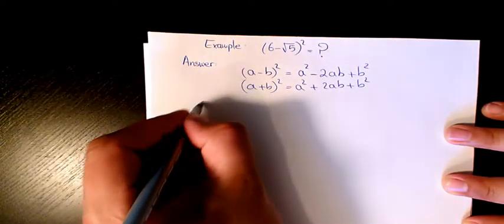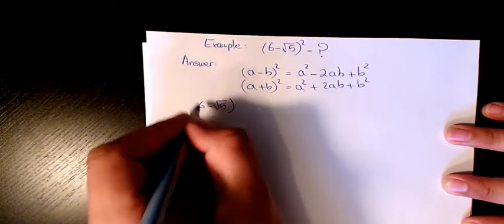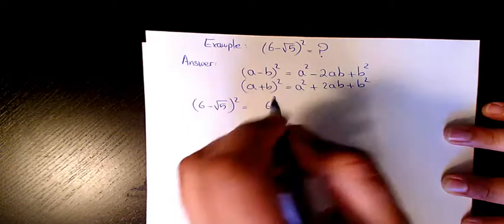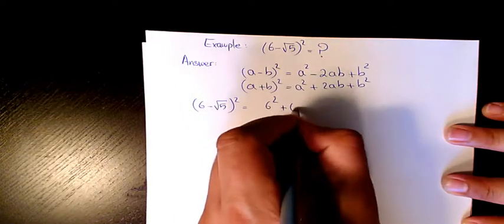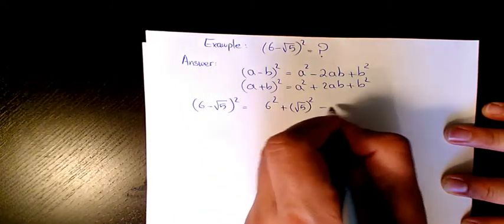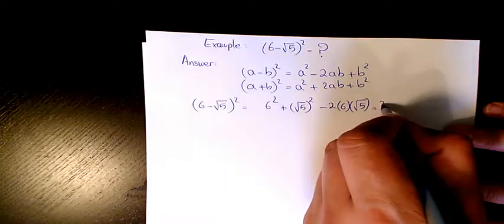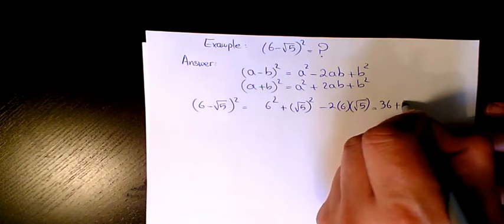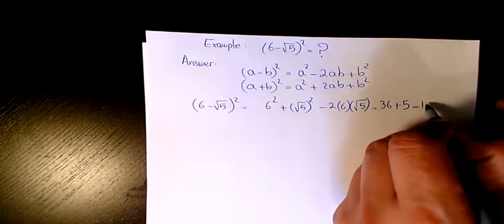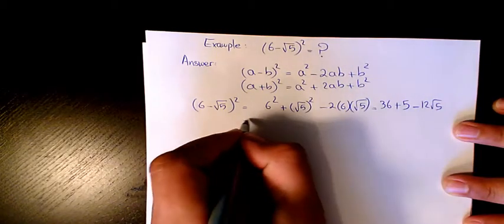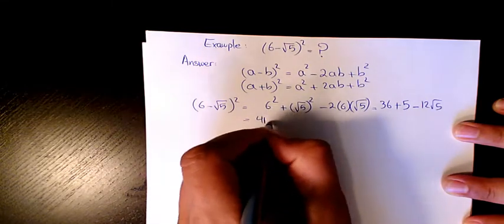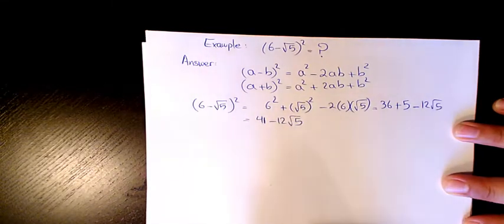So here we have (6 minus root 5) squared, which will be 6 squared plus root 5 squared minus 2 times 6 times root 5, which is going to be 36 plus root 5 squared is 5, minus 12 root 5. Then it will be 41 minus 12 root 5.